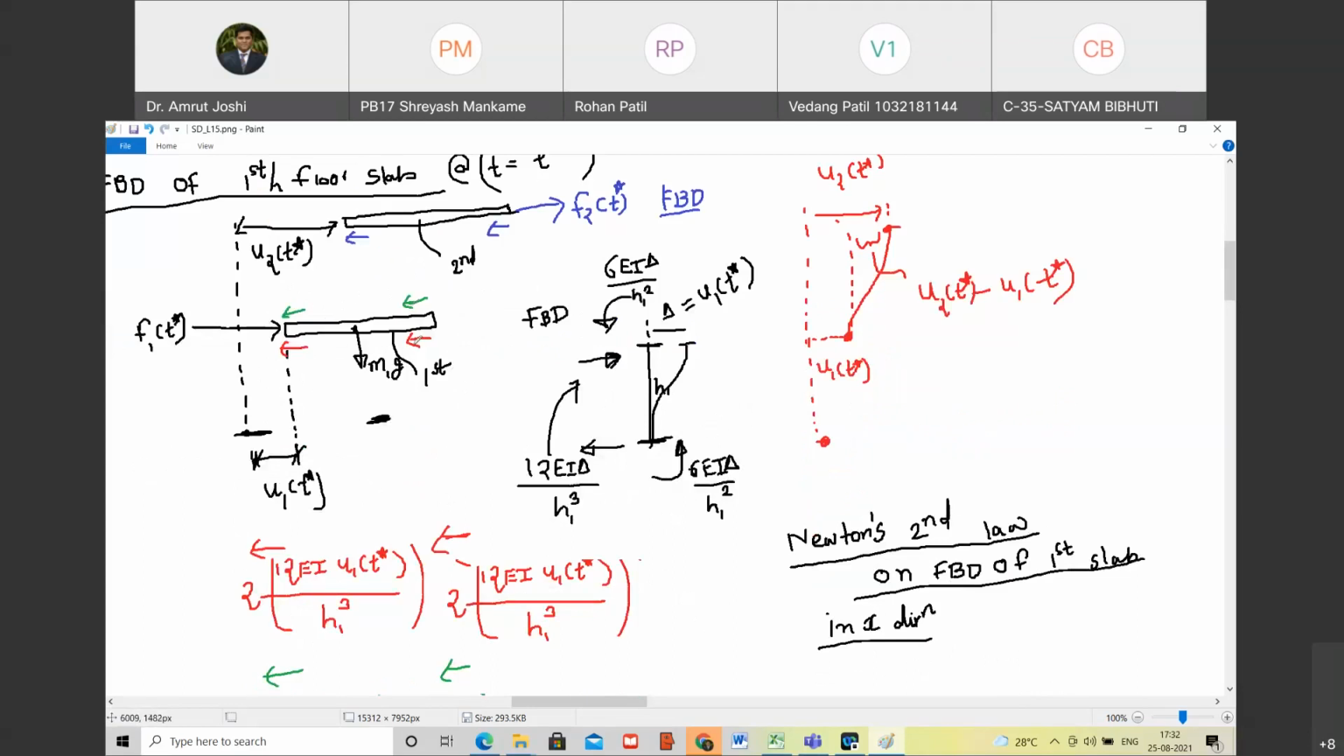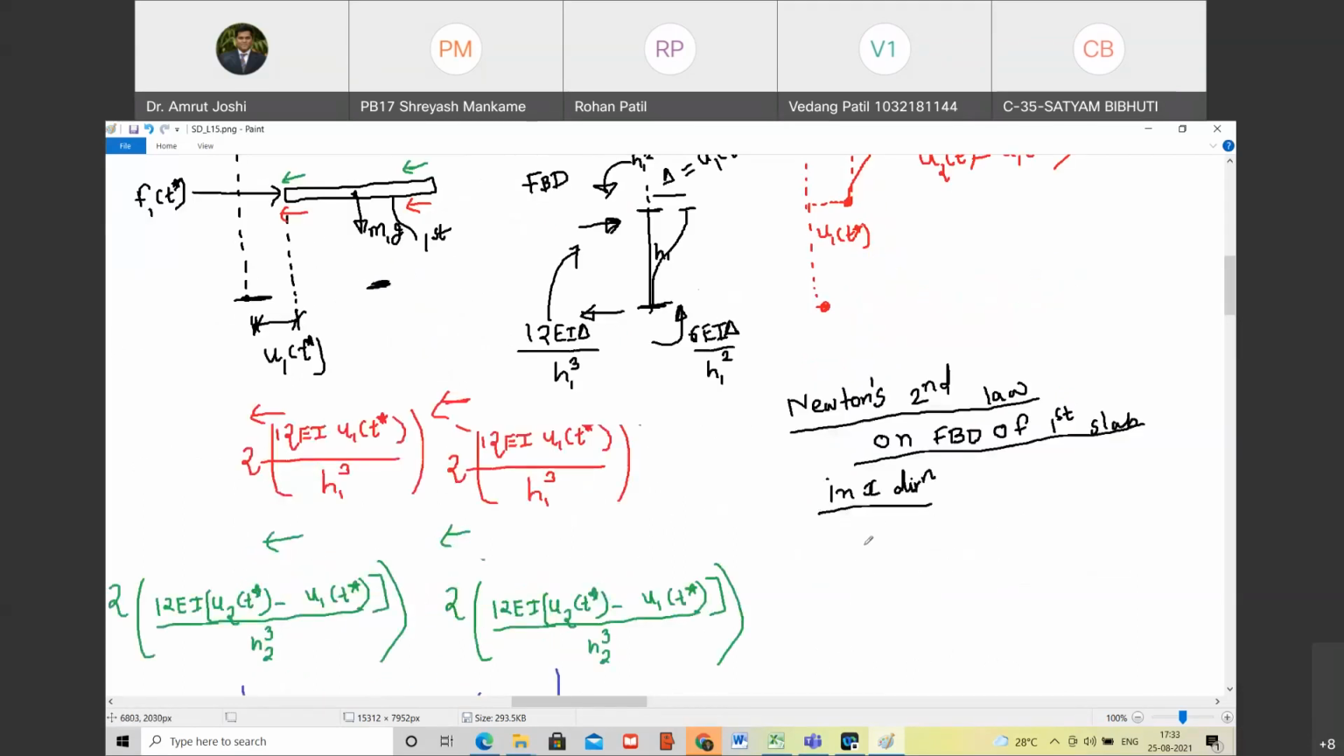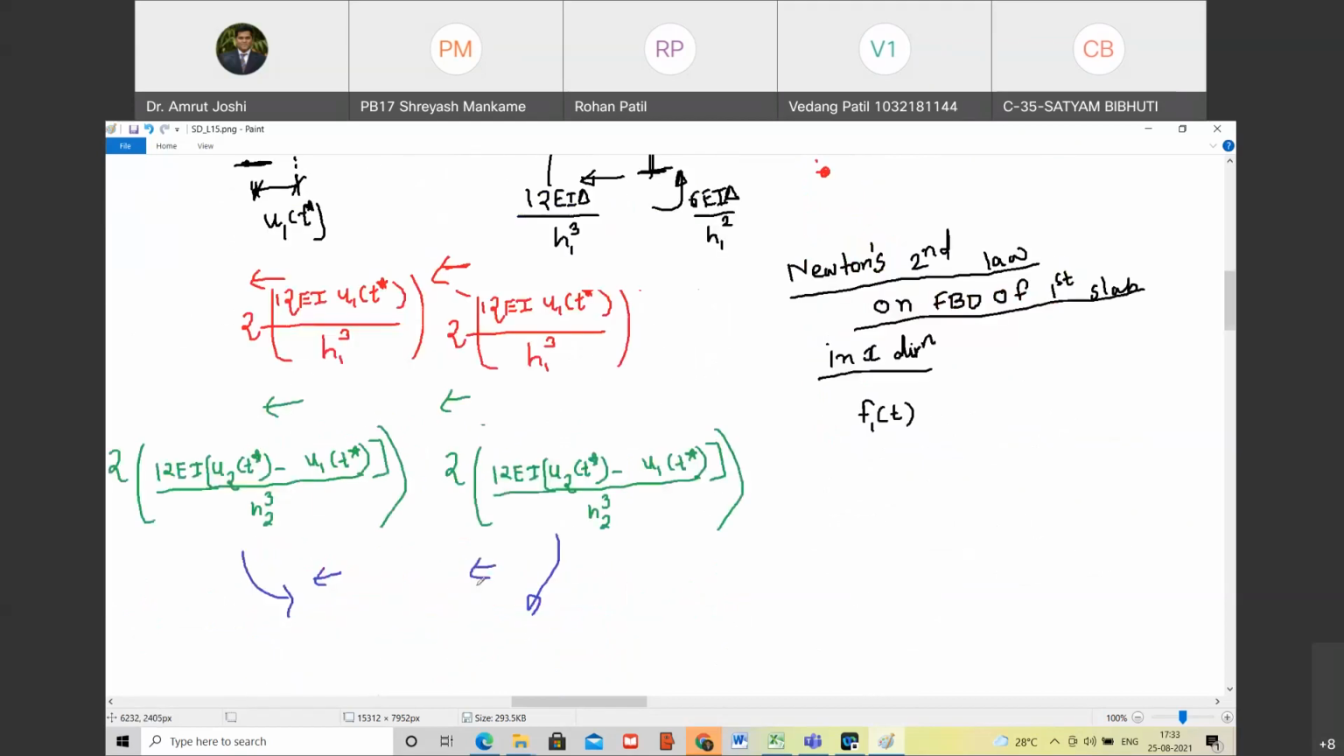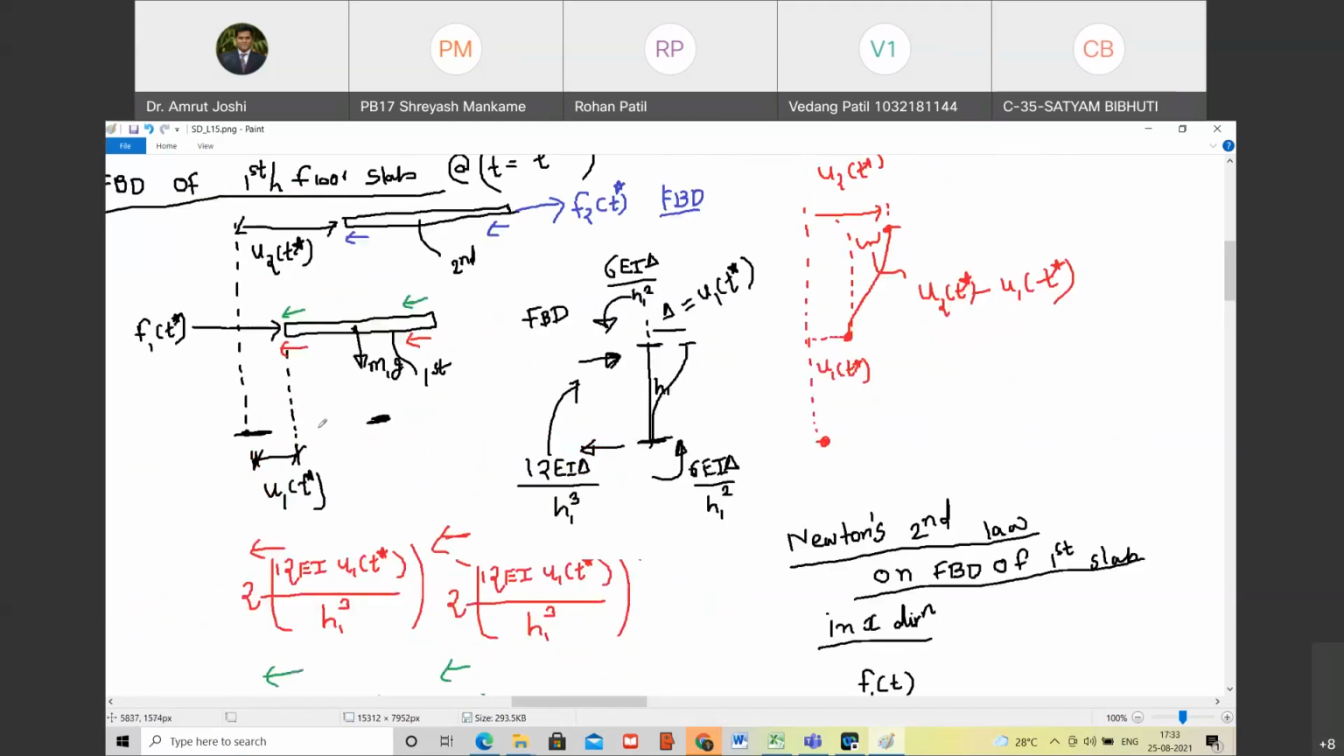Look at the diagram of the first slab and tell me what all forces are acting on this slab. Which forces are acting in the x direction? F1 of t is acting. Do you agree with me? Yes, sir. So I write F1 of t. Happy? F1 of t star, no? Yes, it is t star, but t star is any instant. So if I generalize this, I can replace all t stars by t. Do you agree with me? Yes, sir. So F1 of t.